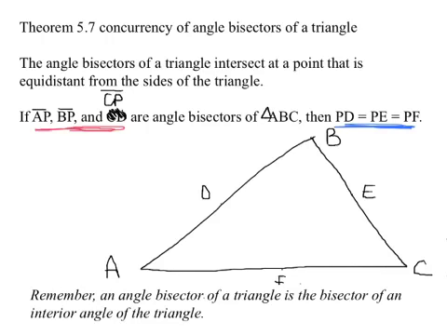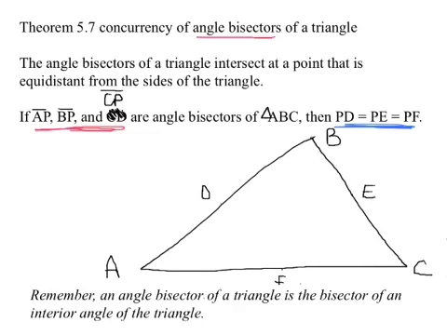Concurrency. When three or more lines, rays, or segments intersect in the same point, they are called concurrent lines, rays, or segments. The point of intersection of the lines, rays, or segments is called the point of concurrency. Okay, that was from section 5.2. So let's look at this one, concurrency of angle bisectors of a triangle. Key here for me to remember is concurrency of angle bisectors. Last time we did concurrency of triangle bisectors.